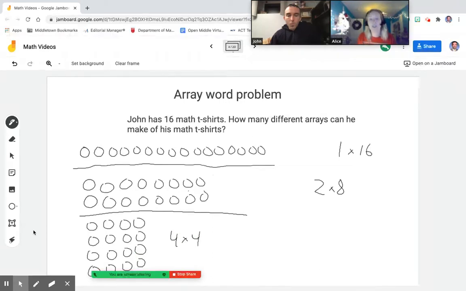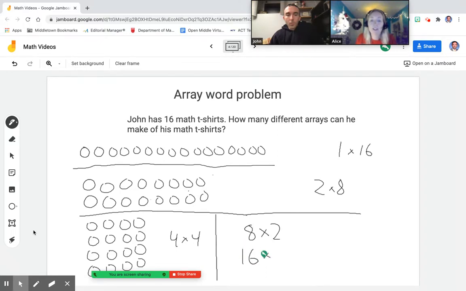And now I'm going to keep going. 5 doesn't go into it. 6 doesn't go into it. 7 doesn't go into it. But 8 does. And now it's like, whoosh, 8 by 2, right? We already did 2 by 8, but it's commutative, as we saw. So we could do 8 by 2. I'm not going to draw it out because I feel like you all know how to draw 16 circles by now. And then I can keep going, but basically we would have already caught everything. So now we just have to make sure we're doing the commutative of it. So 16 by 1 is another one.